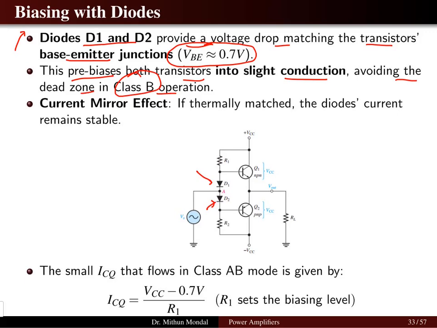And if these two diodes are thermally matched, then the current will become stable. The collector current which is flowing in the class AB mode can be estimated using VCC minus the threshold voltage of 0.7 volt, and the resistor R1, which sets the biasing level.